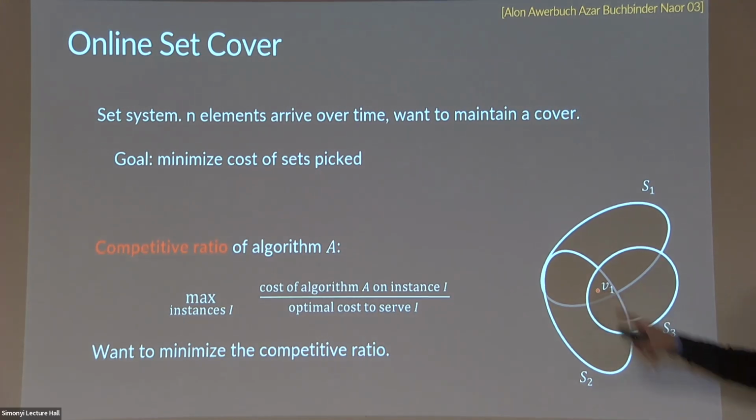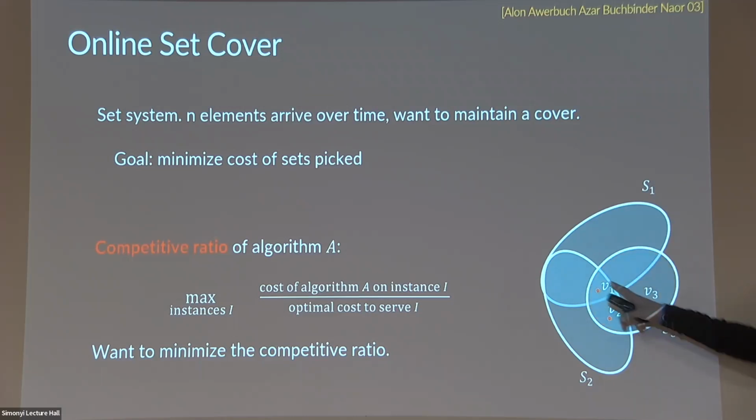So the first element comes in. Initially, you just know some sets. You don't even know what elements belong to what sets. These are hollow shells. You know their prices. And the first element comes and says, oh, I belong to all three sets. Which one do you want to pick? You'll say, well, I don't know anything. Maybe I'll pick S1. And maybe the second element comes and says, well, I only belong to S2 and S3. And so on. So in this particular case, the optimal solution was 1, and you pick 3.